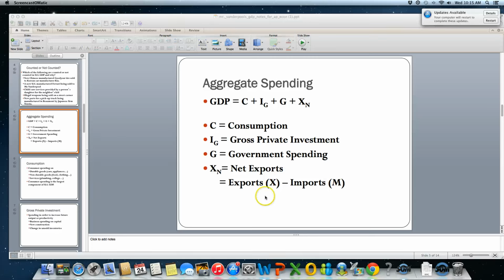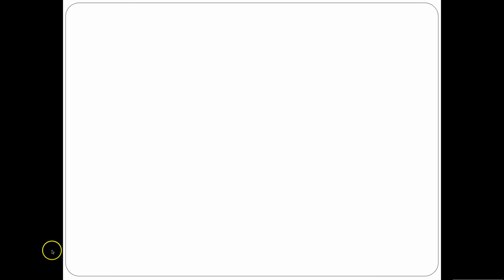All right, so ladies and gentlemen, next we're going to look at a couple of models, a couple of equations that economists use to calculate gross domestic product. So we're going to start off with what's called the aggregate spending model. This aggregate spending model looks at the spending on all final goods and services throughout an economy during a year. So our gross domestic product is going to be equal to C plus IG plus G plus XN.